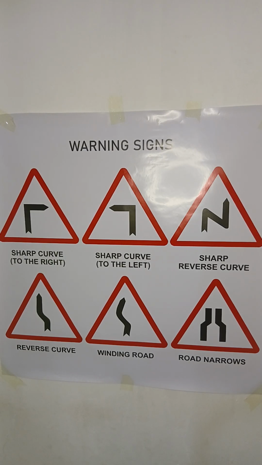The first one says, sharp curve to the right. This means that as a driver, you are supposed to slow down and watch out for a sharp curve which is going to force you to turn to your right at a fast angle.